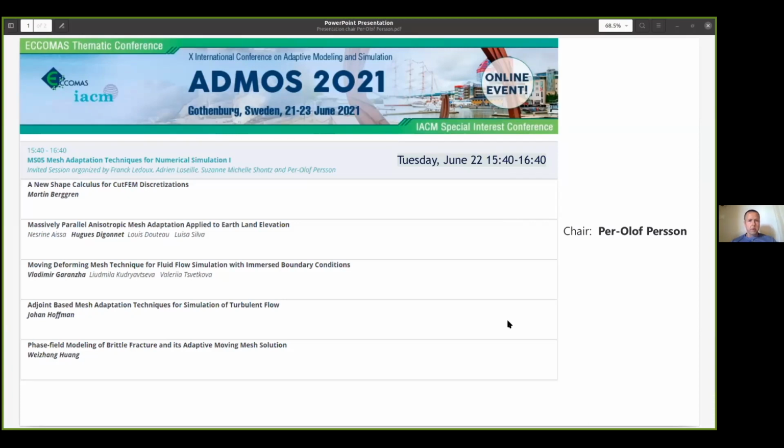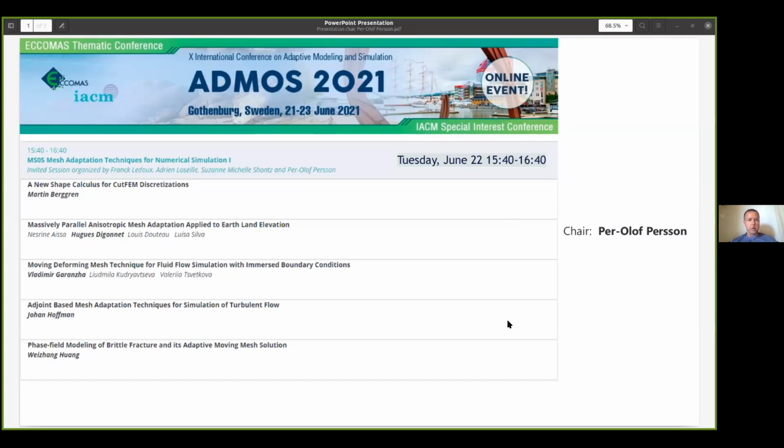Maybe I should say a few words about this session. We have three sessions on the topic of mesh adaptation techniques for numerical simulation. What happened here was that Suzanne and I proposed something with a similar title last year, when we thought this would all be in person. And then when it was announced, we saw that Frank and Adrian also had something very similar. So we said, let's just join the two symposia together into one big one.